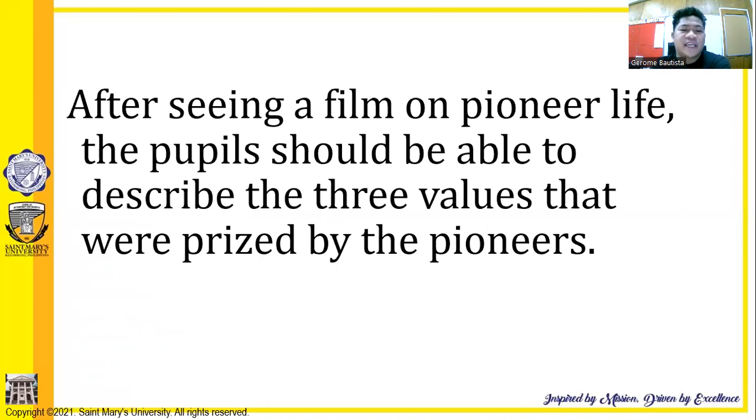Another, after seeing a film on Pioneer Life, the pupils should be able to describe the 3 values that were prized by the pioneers. So what's the behavior? We have describe. What is the product? We have the values, or 3 values. What's the condition? We have after seeing a film on Pioneer Life. And what is the proficiency level or the criteria? Here, the criteria is that the values should be prized by the pioneers. It should not be any value. It should be the values that were prized by the pioneers.